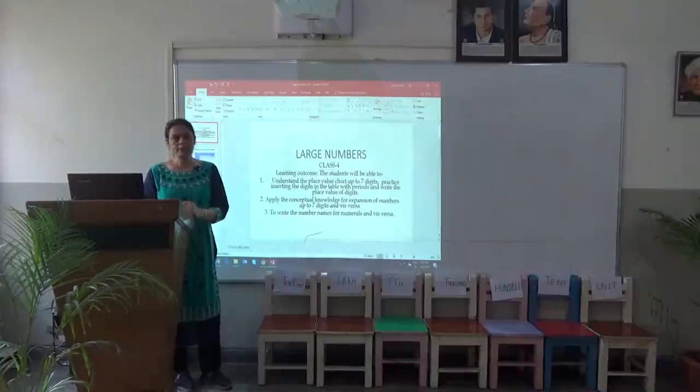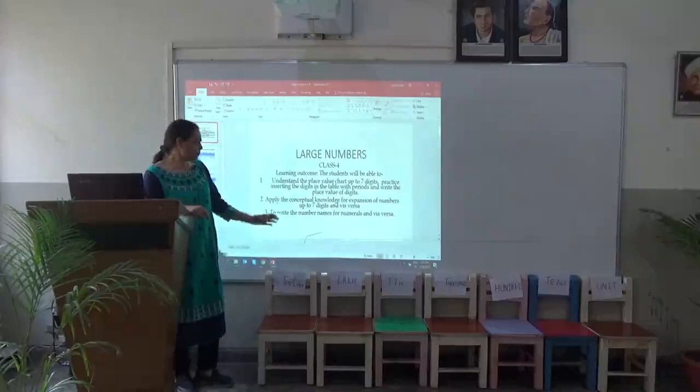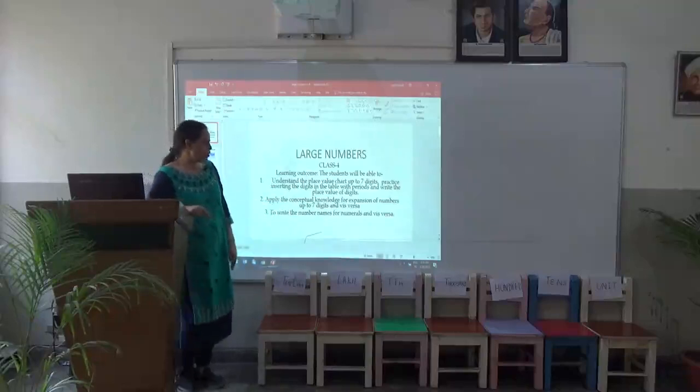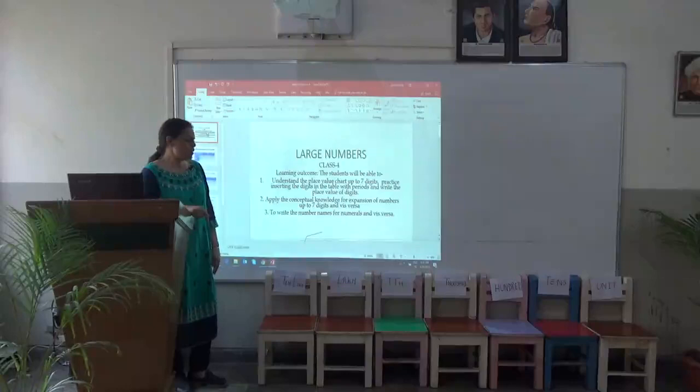And you'll be practicing inserting the digits into the place value chart of 7 digits along with the periods. You will also be able to write the place value of the digits given. You will also be able to apply the conceptual knowledge for expansion of numbers up to 7 digits and vice versa. We will be writing the number names for numerals and vice versa.